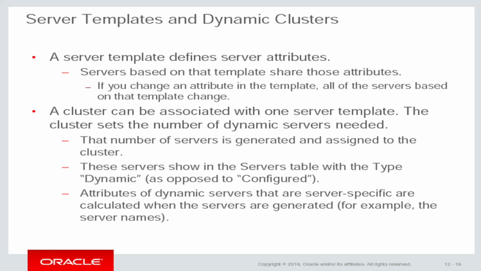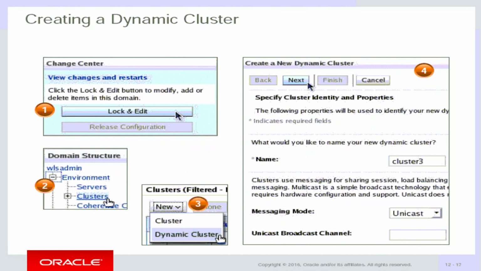The cluster sets the number of dynamic servers needed. Okay. So when we set the number of dynamic servers needed, or the minimum number of dynamic servers, the cluster creates that number of dynamic servers. That number of servers is generated and assigned to the cluster. These servers show in the servers table with the type dynamic as opposed to configured. So we will see this when we create a dynamic cluster. So here we can also see how we can create a dynamic cluster.